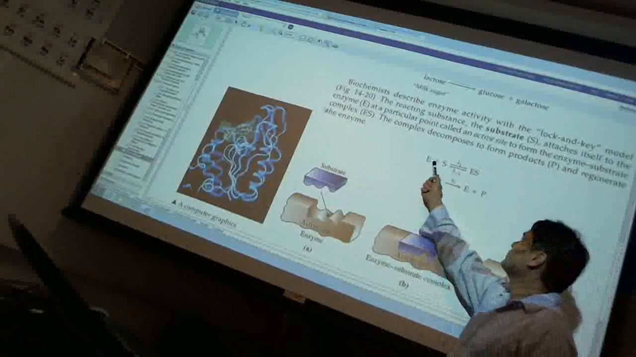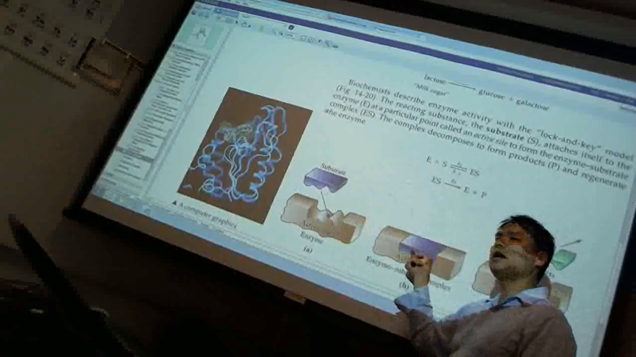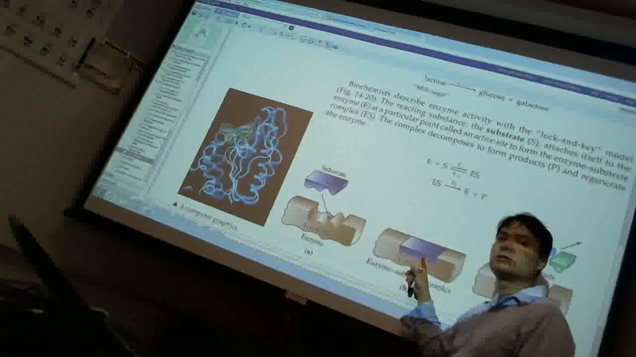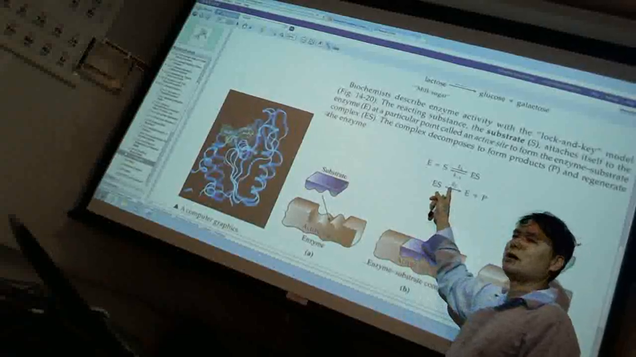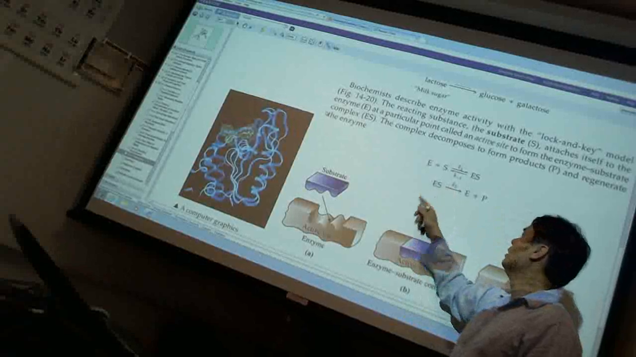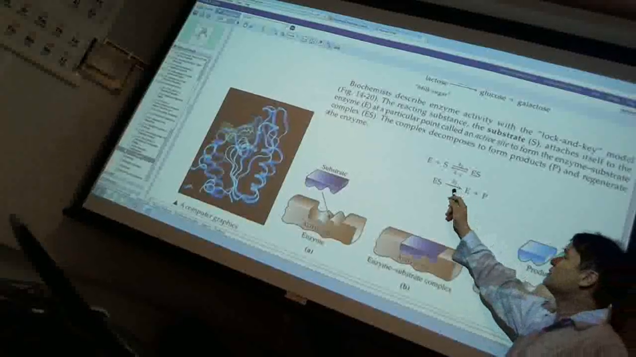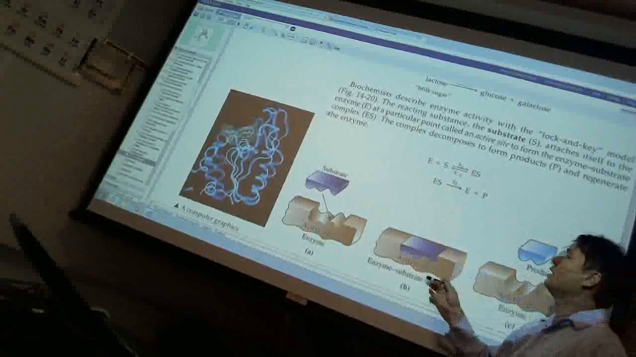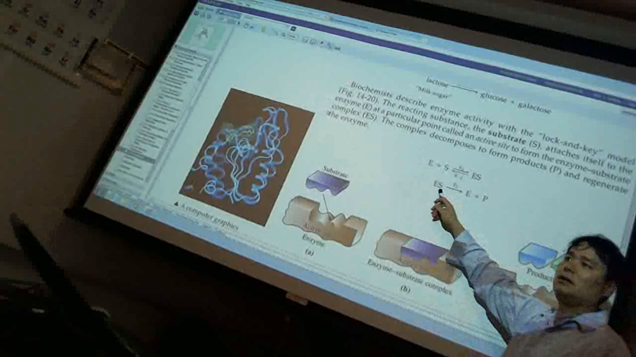It can be reused, and we form the product here. In this, the first step is quick. It quickly attaches here. This is going to be the RDS, breaking this bond. That's going to take a little more time, and so K2 is the slow step, RDS. Well, if the second step is the slow step, then the rate of the overall reaction is going to equal K2 times the ES concentration.